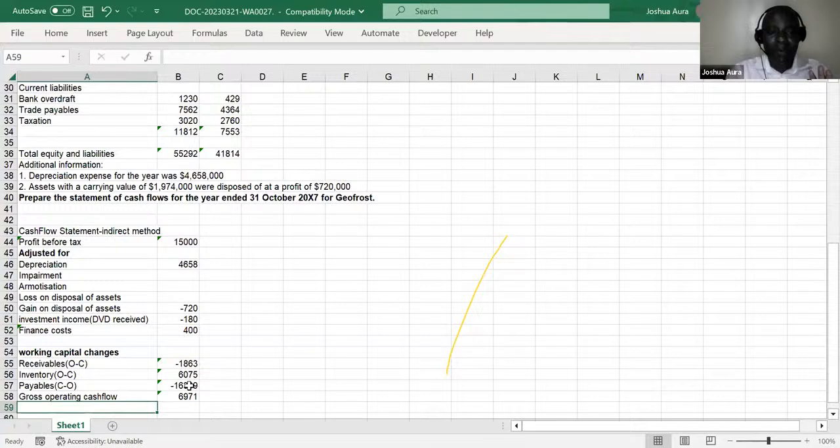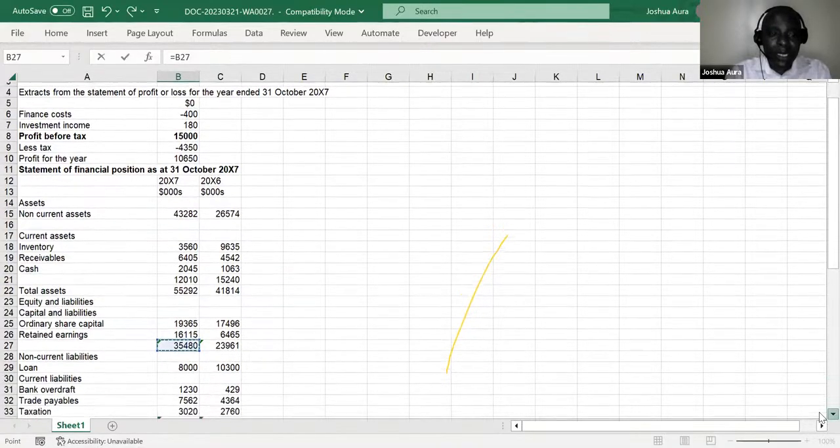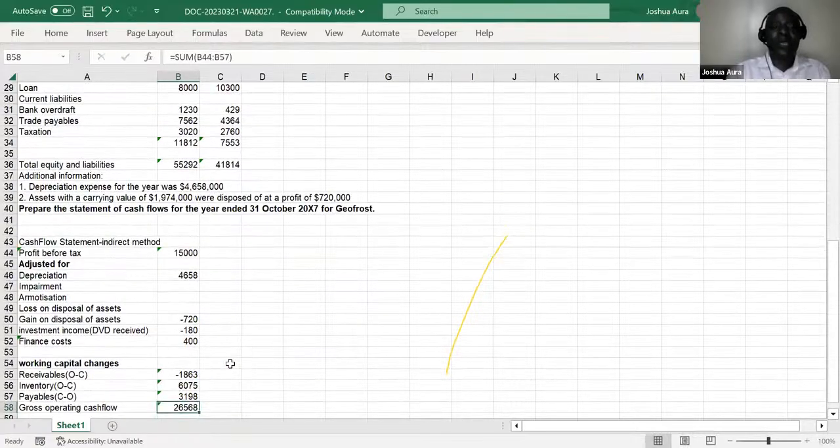Then I should be able to come and correct here. So I'll come and say equals. So I go to payables, page up. Payables are down here. Payables here. So remember, for payables, I'm looking for closing minus opening. Then I say enter. Yeah, you're right.